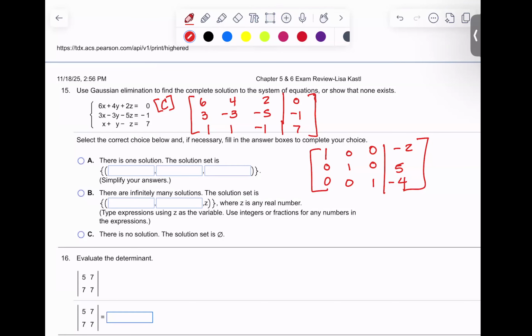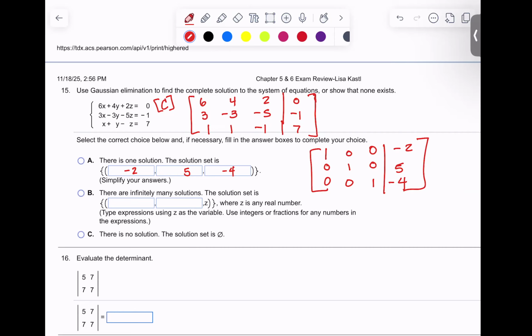Okay, so it looks like there's one solution: -2, 5, and -4. And I would probably do a quick check on that. Just do it in my head. So I got -12 plus 20 is 8. 8 minus 8 is 0. So it works in the top equation.